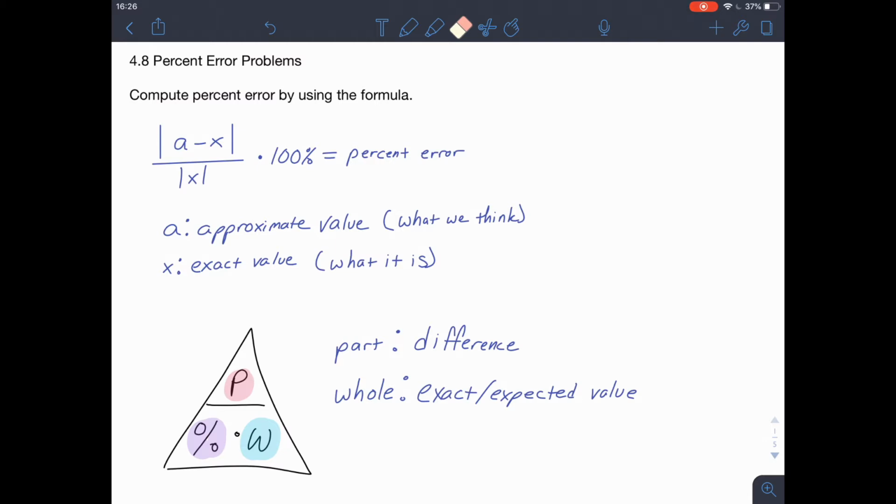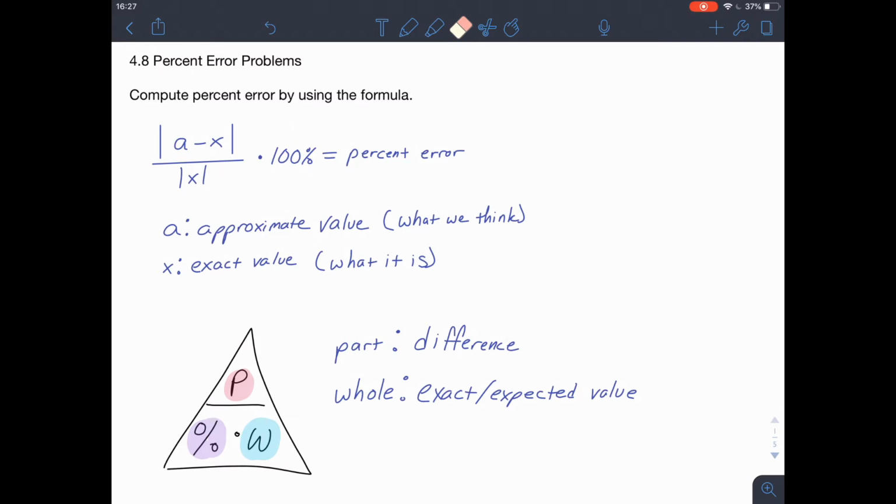So we have a formula that we can use here. And in this formula, the A, the approximate value, is the value that we think. We may have estimated it, or we may have measured it with equipment that may not have been super accurate, or maybe there was human error involved. X is the exact value. It's what it is. It's the official value. It is what it's supposed to be without any mistakes. So the whole point of percent error is trying to calculate the percentage that we had a mistake in what we think we have versus what we actually have.